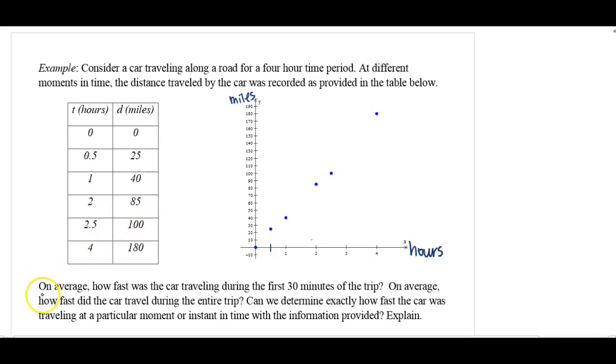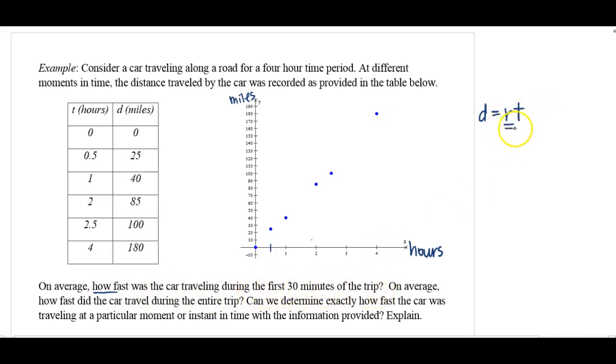So here's the type of question we might be asked that corresponds to this table of information. On average, how fast was the car traveling during the first 30 minutes of the trip? Let's try to bring in the quantities we're talking about here. We have hours and miles, so we have time and distance. Hopefully you're thinking of the familiar equation, distance equals rate times time. And what we're solving for here is a rate.